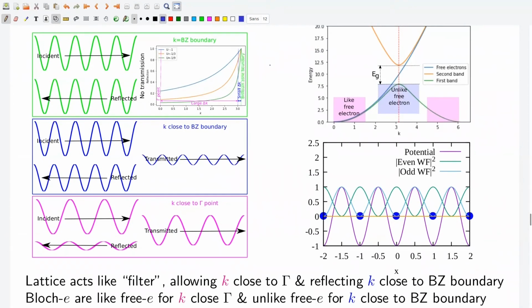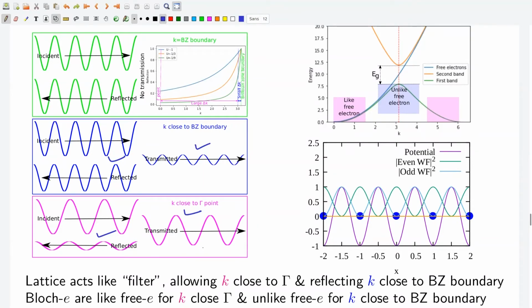Finally, let me summarize our discussion on origin of band gap in a 1D lattice. We have seen that periodic potential reflects Bloch electrons. How much of it is reflected depends on the wave vector. When the wave vector is closer to the Brillouin zone boundary, more amount of wave is reflected and less amount is transmitted. On the other hand, when the wave vector is closer to the gamma point, more of it is transmitted and less of it is reflected.